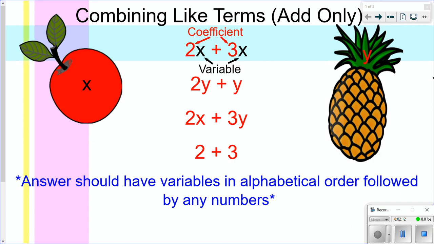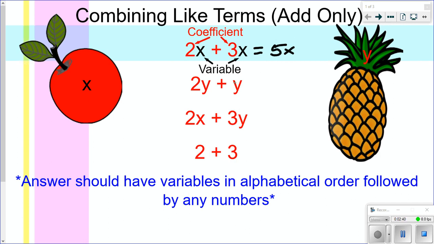So if we look at this first example, 2x plus 3x, these are both apples. So we can combine these together. They have what we call the same variable factor. So 2x plus 3x, again, that's like I'm buying 2 apples and then I buy 3 more apples. That means I have 5 apples. So this is what combining like terms means: taking things that are the same and simplifying them by combining them together.